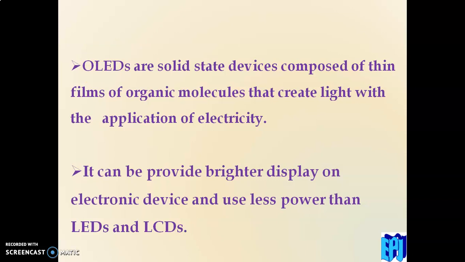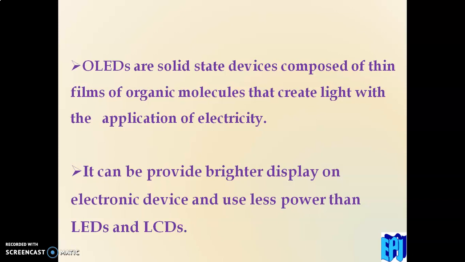Why is this light emitting diode known as an organic light emitting diode? Because it is composed of thin films of organic molecules. Inside these, some small parts are made up of organic molecules. That's why this special LED is termed an organic light emitting diode. Next I am explaining the importance. It can provide a brighter display on electronic devices and use less power than LEDs and LCDs. That is one of its advantages.